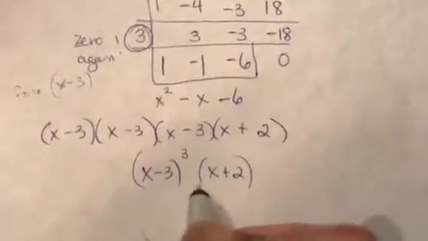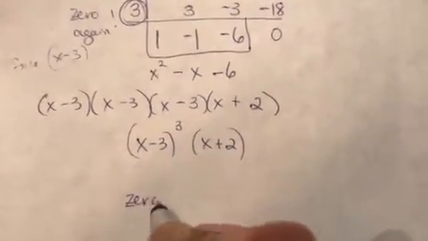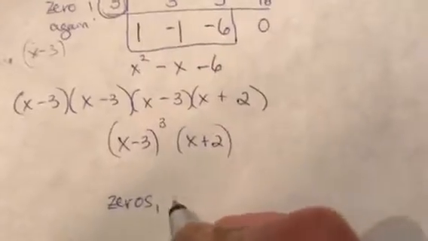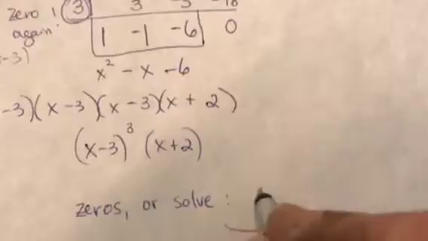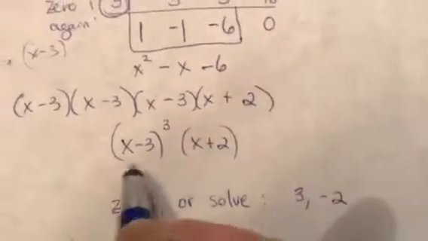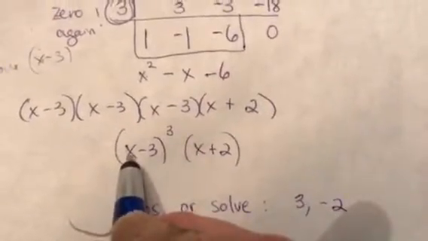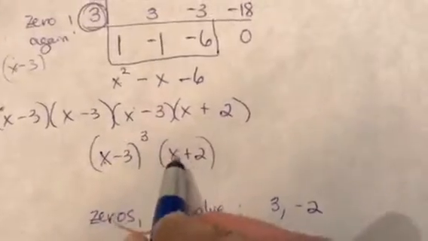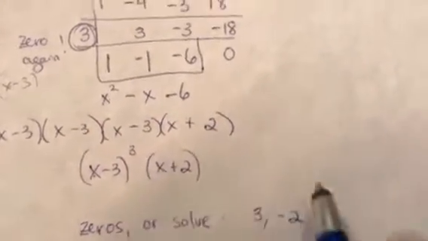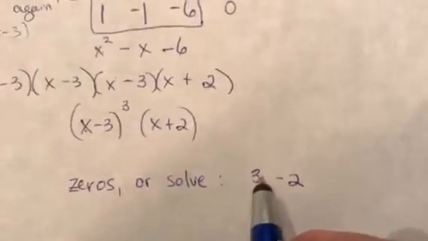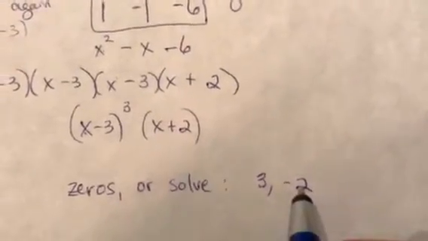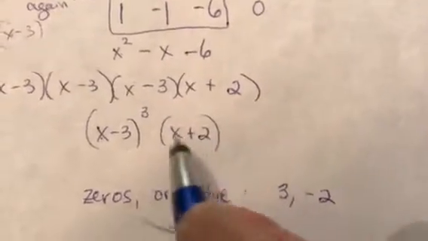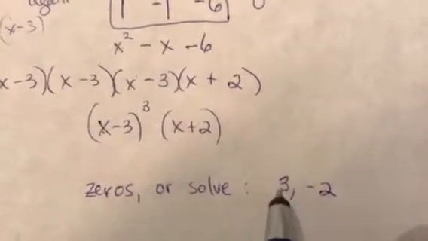So this is factored. If it asks for my zeros or tells you to solve, my answers would be 3 and negative 2, because that's what makes it 0. If you put a 3 in there, you would get 0. If you put a negative 2 in there, you would get 0. In fact, this one would be a 0 with a multiplicity of 3, and this would be a 0 with a multiplicity of 1, because it only happened one time, whereas this one happened 3 times. All right, there you go.